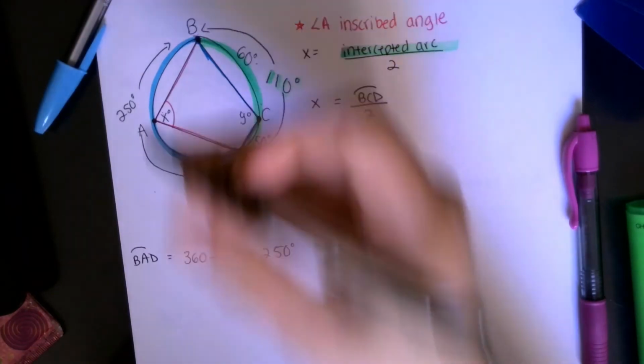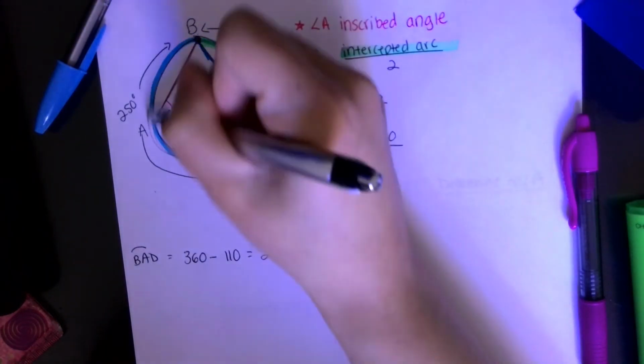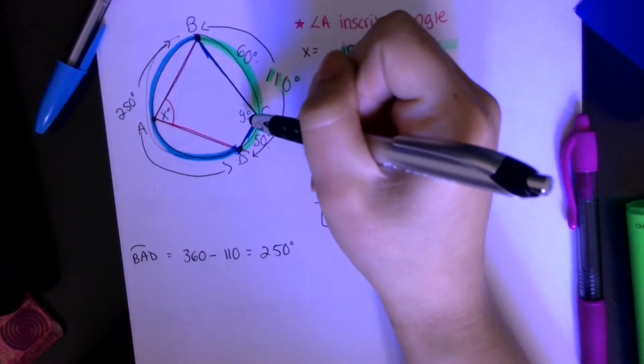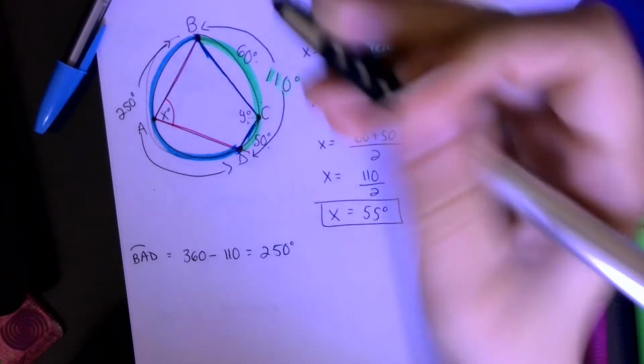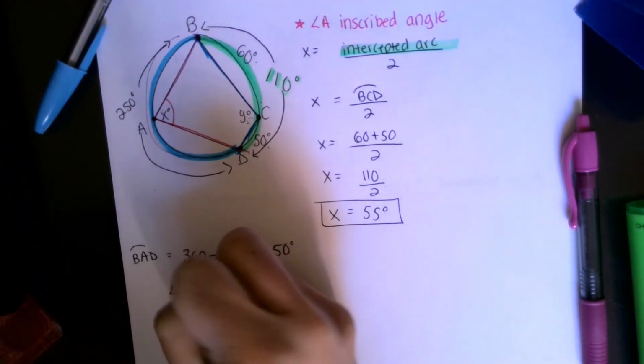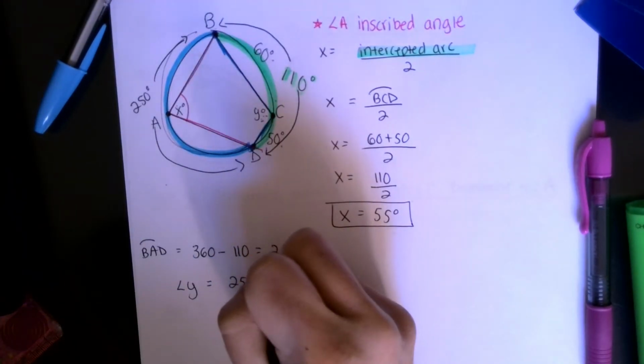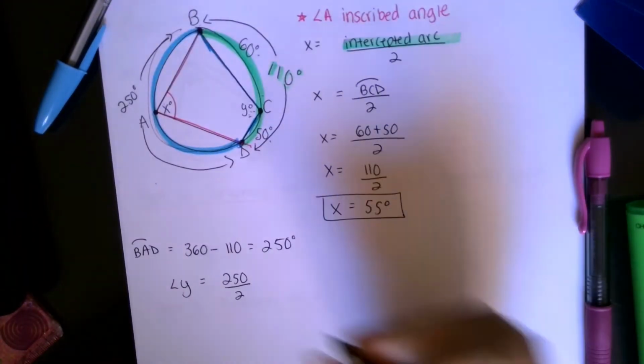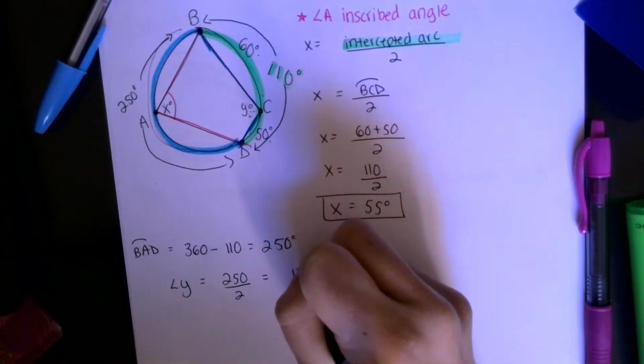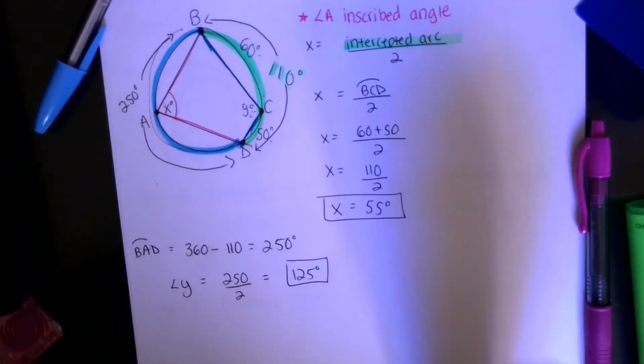Now, because I know this intercepted arc is 250, to get the angle for y, I just take that arc and divide it by 2, take half of it. So that means angle y should equal 125 degrees.